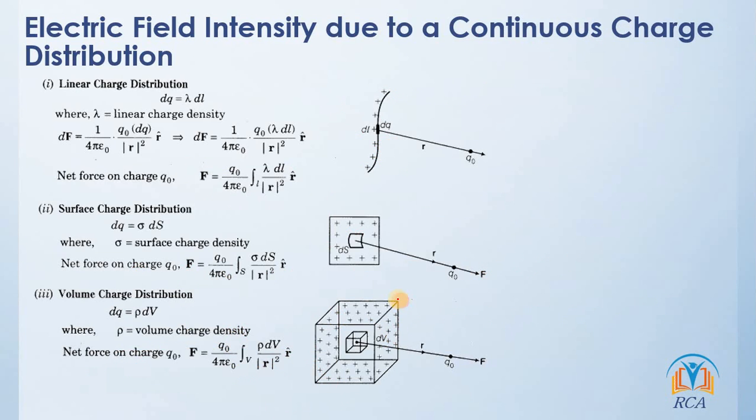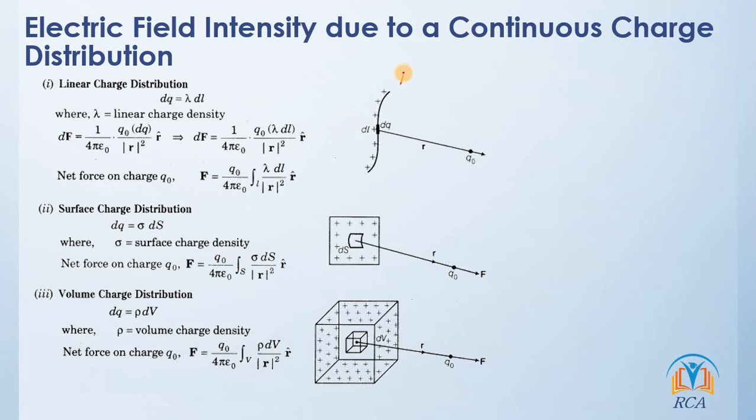Now let's try and understand what is electric field intensity due to a continuous charge distribution. So now these are the three charge distributions that we had discussed in the first lecture as well: the linear charge distribution, the surface charge distribution, and a volume charge distribution.